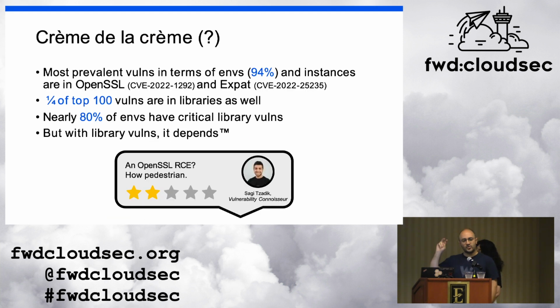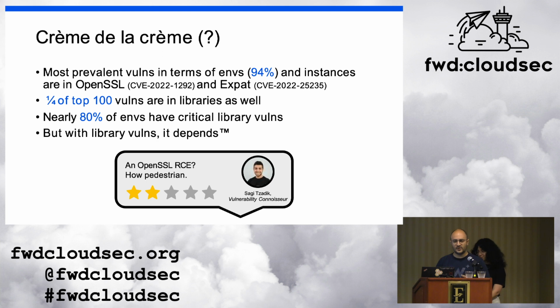So when we look at the winners of the tournament we just ran here, not surprisingly, the most prevalent stuff is in libraries, specifically in OpenSSL and XPath, which is an XML parser. A quarter of the top 100 vulnerabilities are also in libraries, and our data shows that nearly 80% of environments have at least a few VMs with critical library vulnerabilities on them.